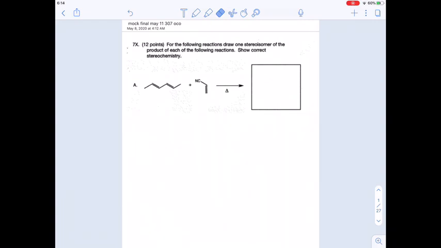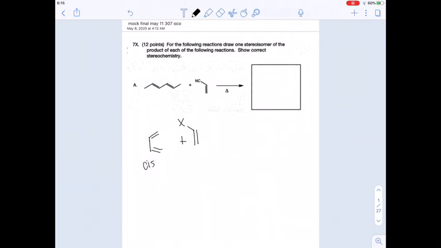But anyway, the problem says, for the following reactions, draw one stereoisomer of the product of each of the following reactions. Show correct stereochem. So the first thing you have to do when you're looking at these types of problems is figure out, okay, what kind of reaction is this? In general, when you see a conjugated double bond being added to another double bond under heat, that's a good sign that it's going to be a Diels-Alder reaction. In general, honestly, if you see heat and two things being combined together, it's most likely going to be a Diels-Alder reaction.